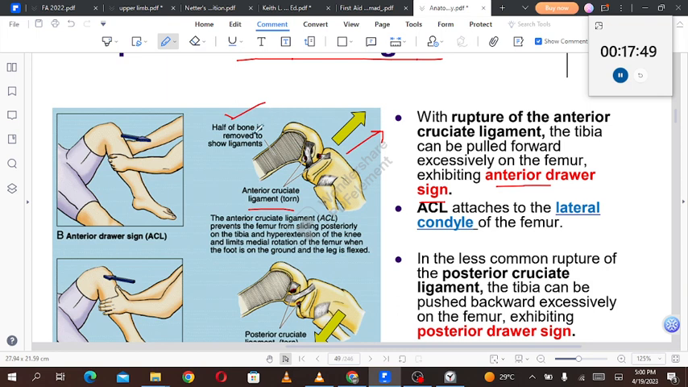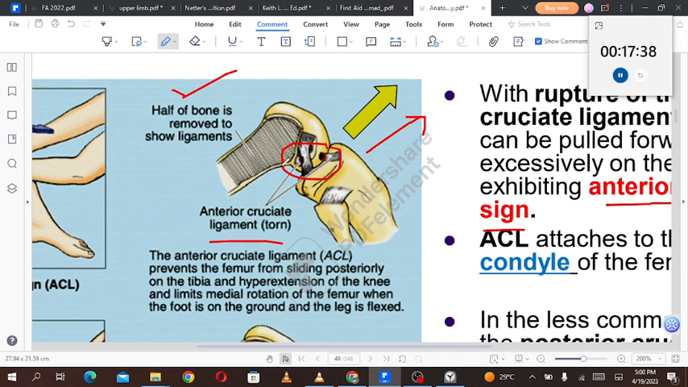Half the bone is removed to show the ligament. So basically you have cut the bone open, and here you can see the anterior cruciate ligament if that is torn on this side. Let me zoom it in. So the cruciate ligament is torn on this side, so anterior drawer sign will be positive, that is the bone, the tibia, can be moved forward.